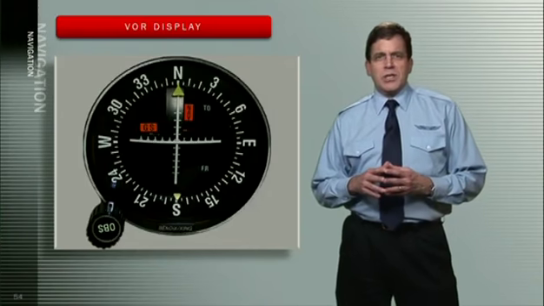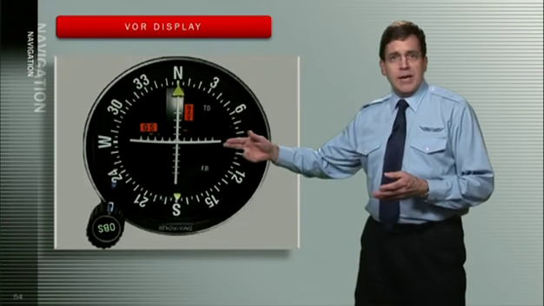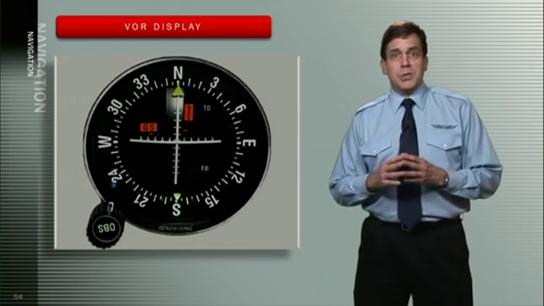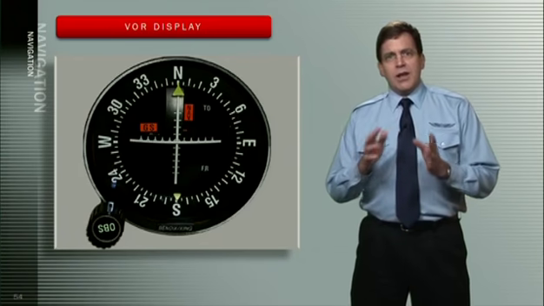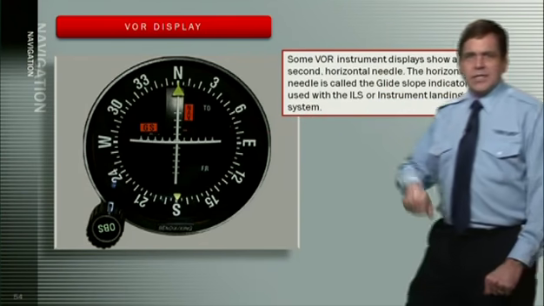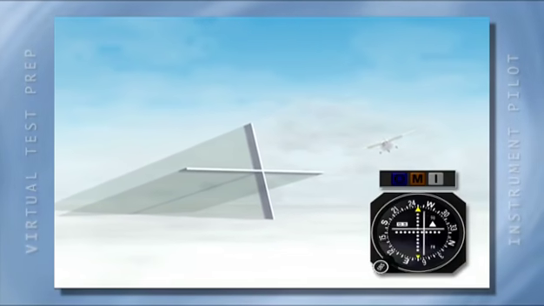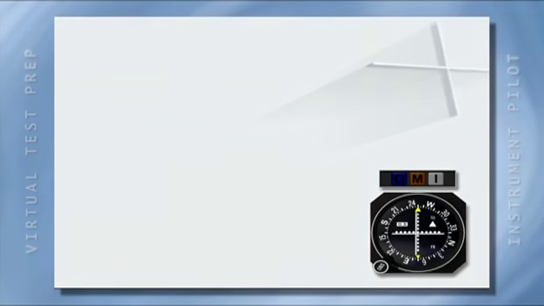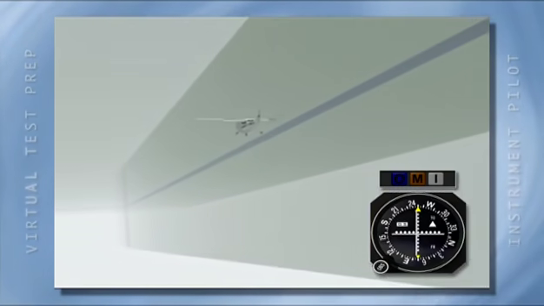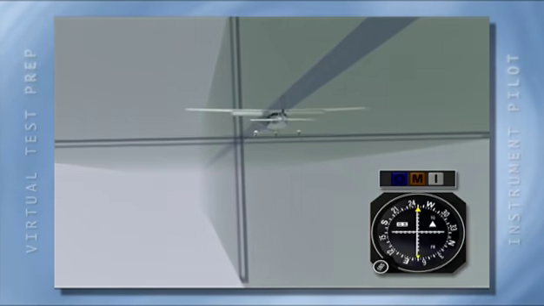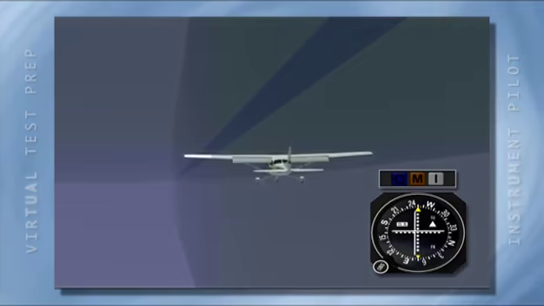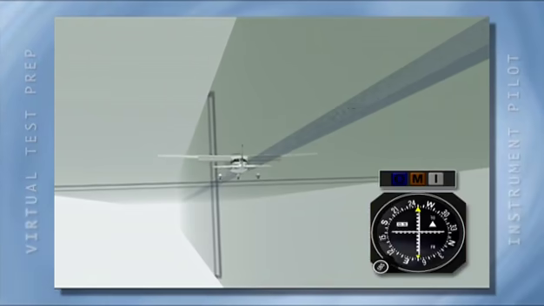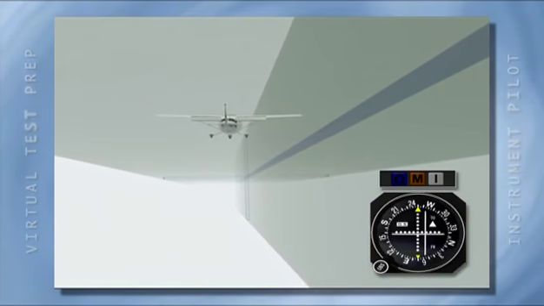Some VOR instrument displays show a second horizontal needle like we see here. So far, we've only talked about the vertical CDI needle and discussed how it's used as a course deviation indicator. The horizontal needle is called the glide slope indicator. It's used with the ILS, or Instrument Landing System. The ground component of an ILS transmits 2 signals, the localizer and glide slope signal. The signal received by the glide slope receiver and displayed on the glide slope indicator shows a high needle when you are below the glide path and a low needle when you are above the glide path.